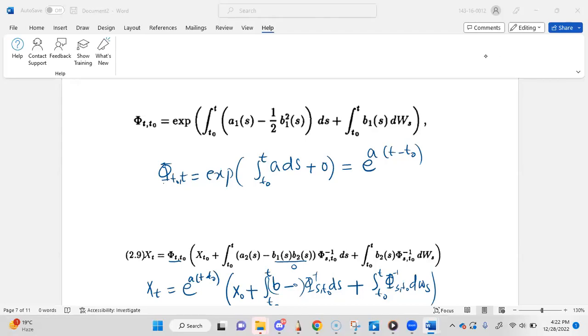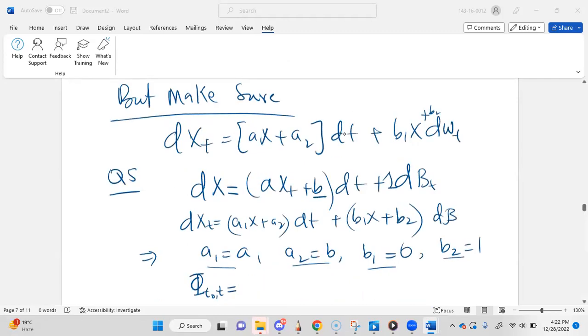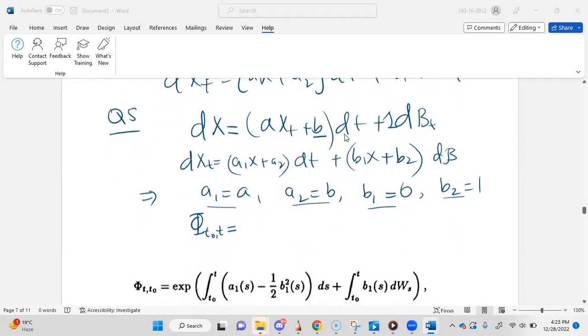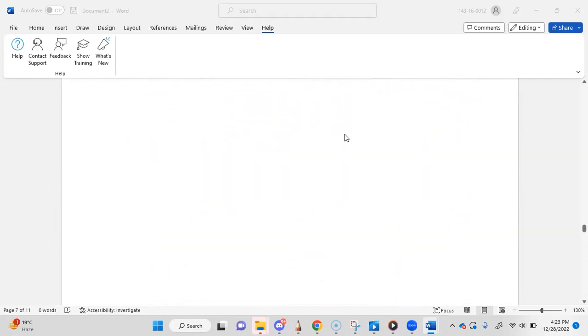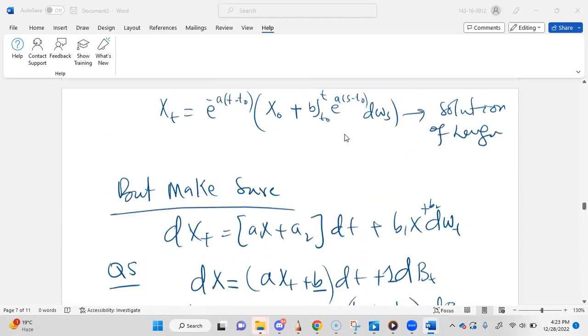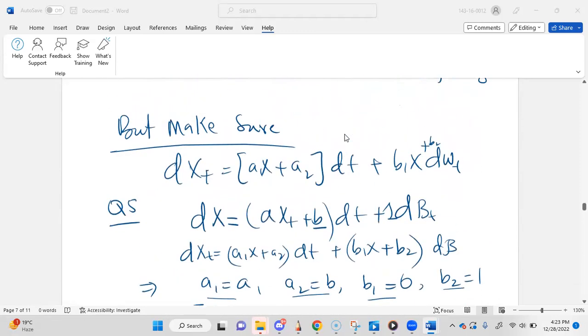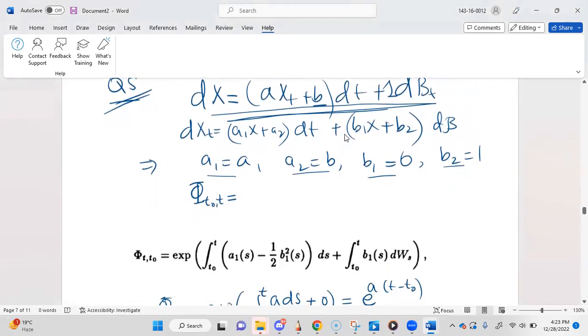In the solution to the homogeneous part, let me just repeat it in a bit. So we considered this question 5 of your assignment. This was our SDE, and then we considered A1, A2, B1, B2.